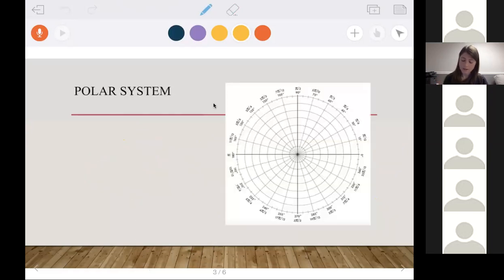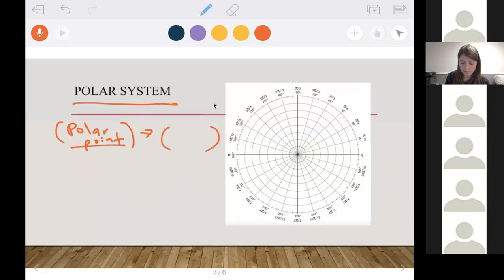Hold on to that thought. So let's say I know I'm in the polar system, and I tell you, you have a polar point. Let's say we do (4, pi over 3). So this is telling me my radius and my angle.